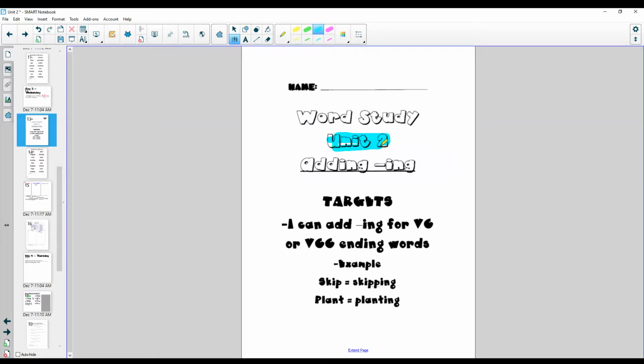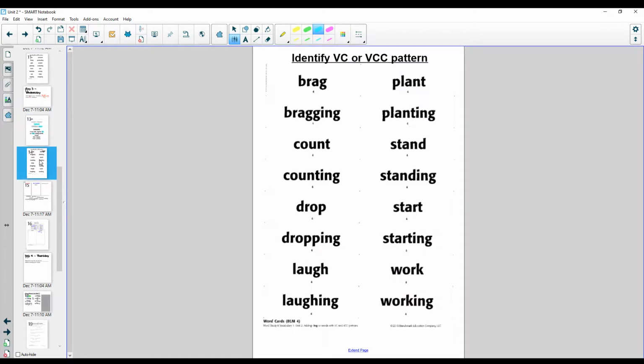And in unit 2, we are adding ing to the words that end with VC, which means that we have to double the consonant, and VCC, where we just get to add ing. So let's look at a couple words.